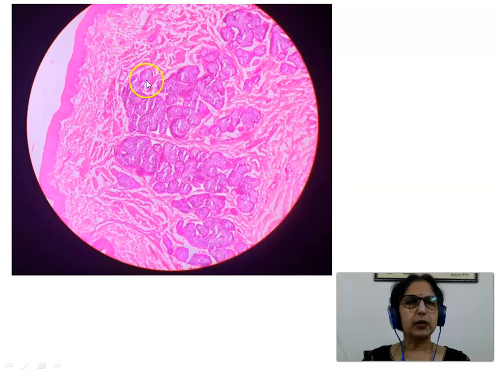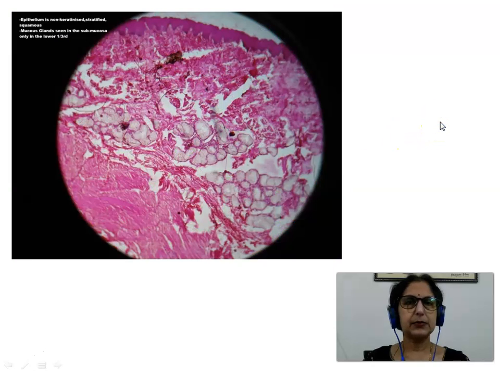Another high power view showing us the mucus secreting glands. One more view again showing us, this is the luminal surface, the stratified squamous non-keratinized epithelium, then the lamina propria, the muscularis mucosae. This here is the submucosa, showing presence of the mucus acini, and then we see the muscularis externa.